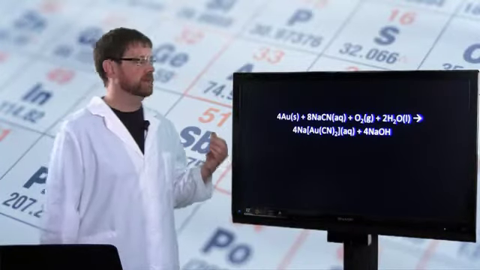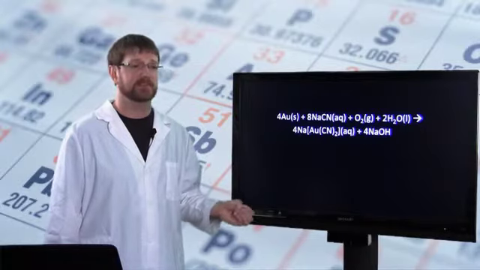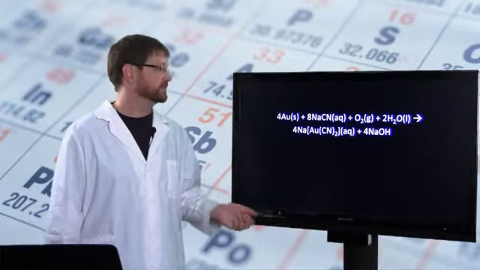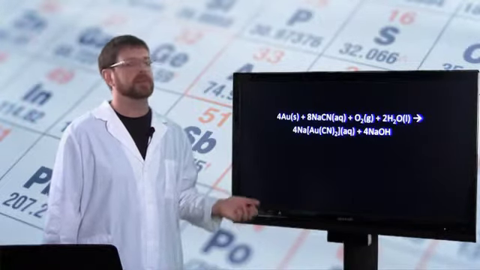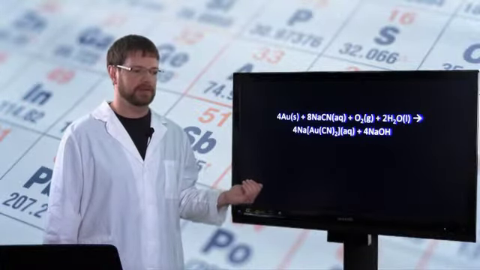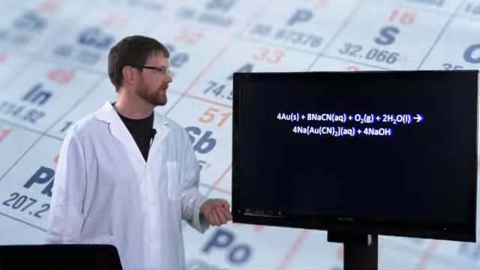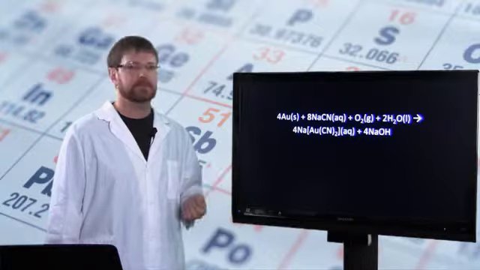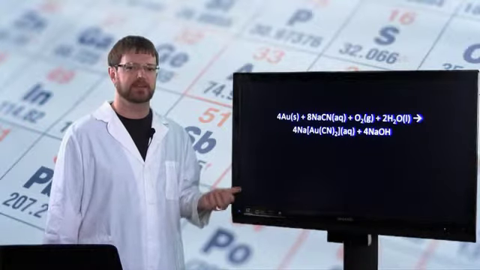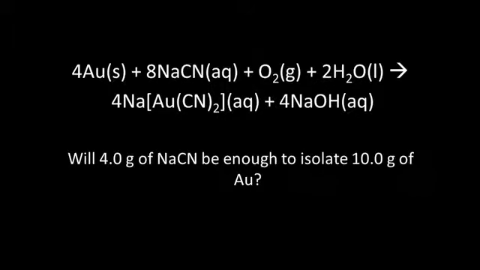Now, you don't want to use too much sodium cyanide because it's highly toxic to both man and the environment. But we don't want to use too little sodium cyanide, or we're going to leave gold in the rock, and we're not going to get as much money for these reactions. So let's try to find the limiting reactant of the following problem. Will 4 grams of sodium cyanide be enough to isolate 10 grams of gold?